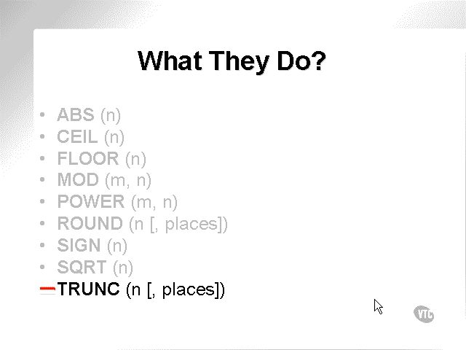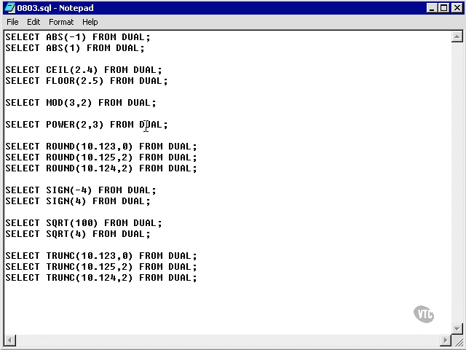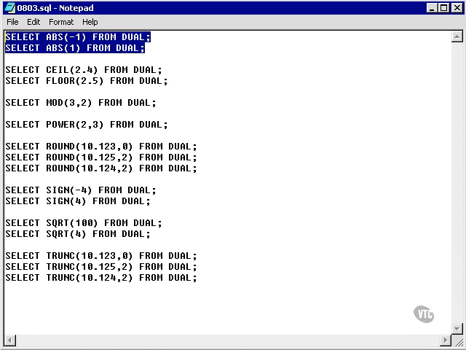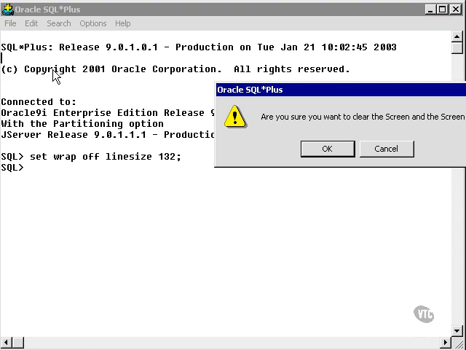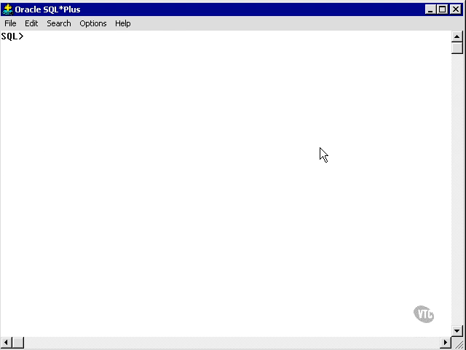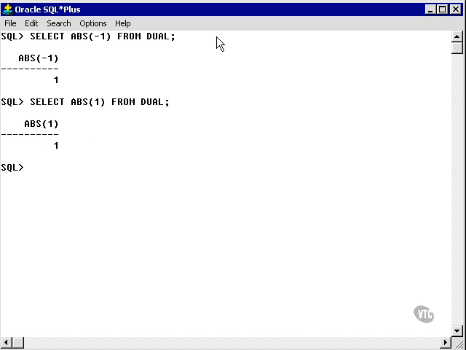Now let's go and take a look at a few examples. Here I have a script file where I typed in a number of examples, generally 1 or 2 for each one of the functions. All I'm going to do is simply copy and paste these select statements using the functions into SQL*Plus and show you the results. Let's start with the absolute value function. So let's copy and paste these 2 lines, go to SQL*Plus, and paste it. As you can see, absolute value -1 gives you +1.